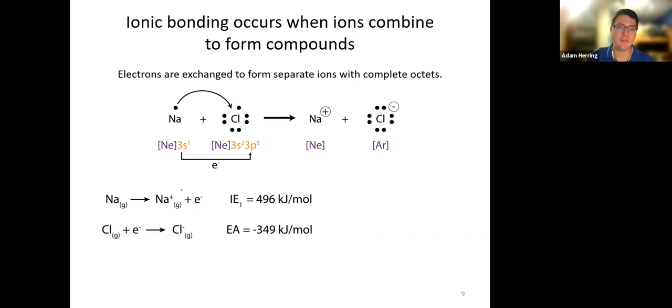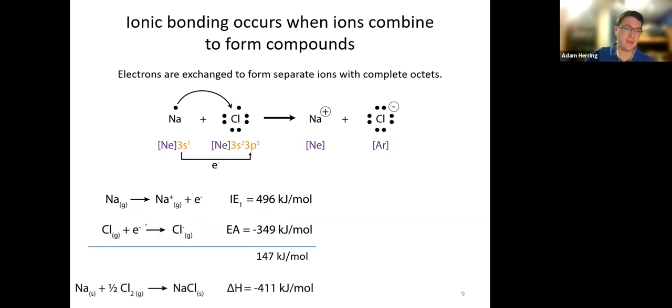we can talk about the ionization energy of the sodium atom, and that requires just under 500 kilojoules per mole. We are pairing that with the electron affinity for the chlorine atom, which gives off just under 350 kilojoules per mole. That means then that this process would require an input of just under 150 kilojoules per mole.